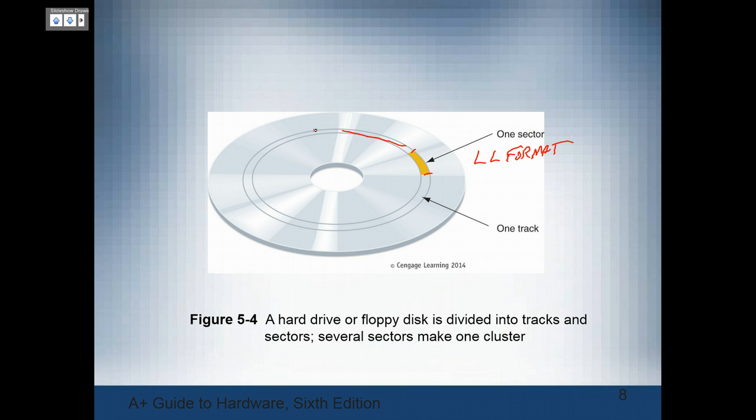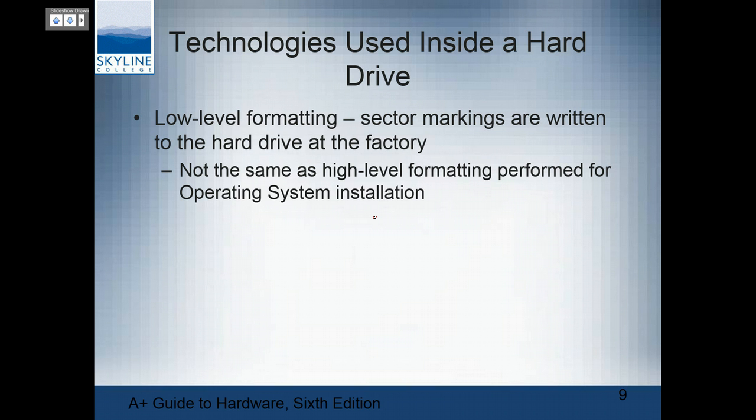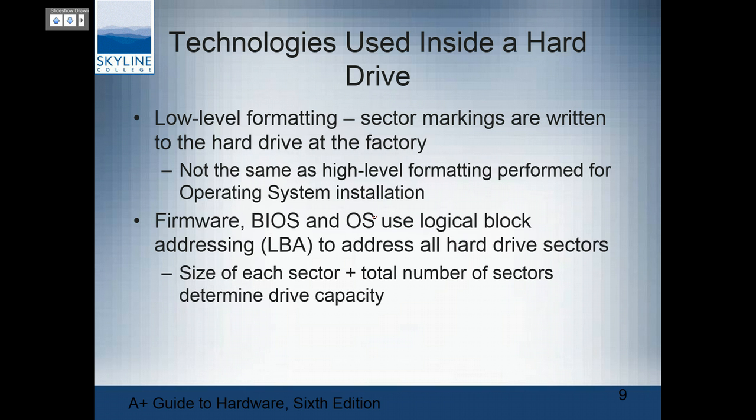It writes the tracks and the sectors, so that when we do a high-level format, we combine the sectors into areas called clusters. And the clusters are what the operating system uses to store the information. Low-level sector marking, we just did that, didn't we? Note the same high-level formatting performed for the operating systems installed. Firmware in the BIOS uses logical block addressing to address all the hard drive sectors. The size of each sector and the total number of sectors determine the drive capacity.